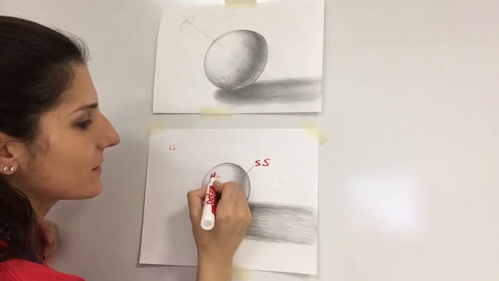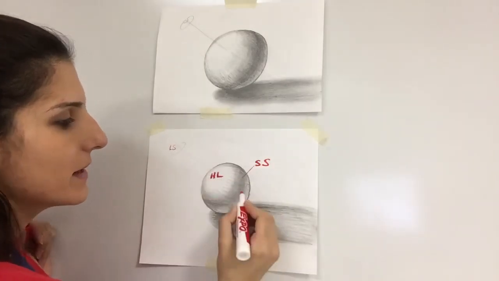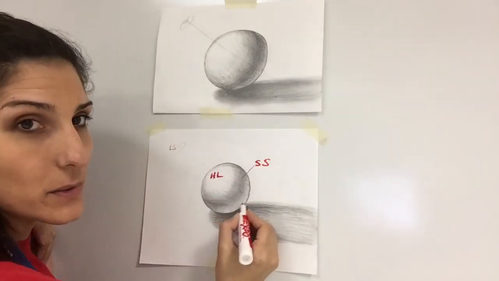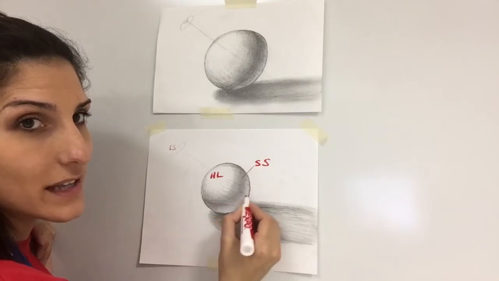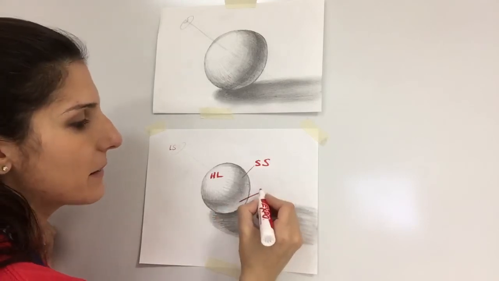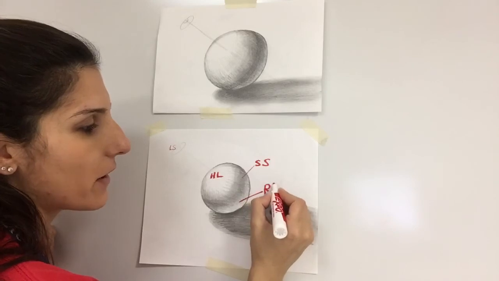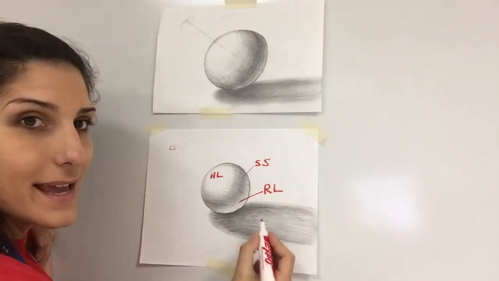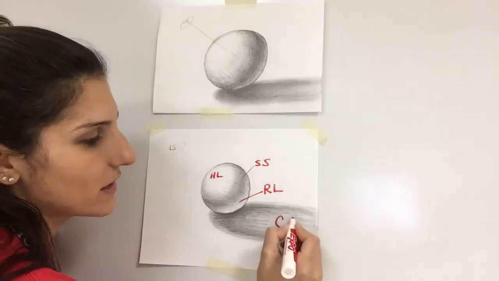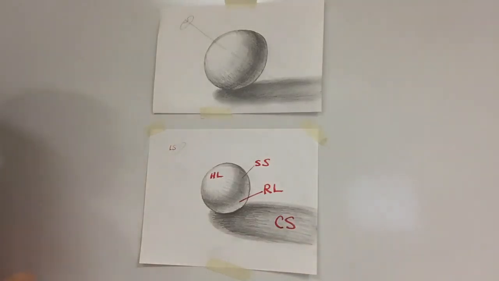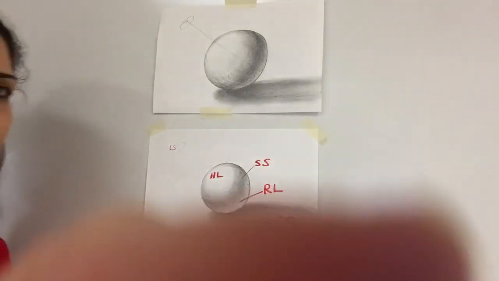Okay, there's highlight back there, that white area. This along the bottom, this fuzzy gray edge along there, is called your reflected light. I'm going to do another line away from there, and I'm going to do an RL for reflected light. And then in my cast shadow, I think I can just fit a CS right in there for cast shadow. Okay? All right, that's it.